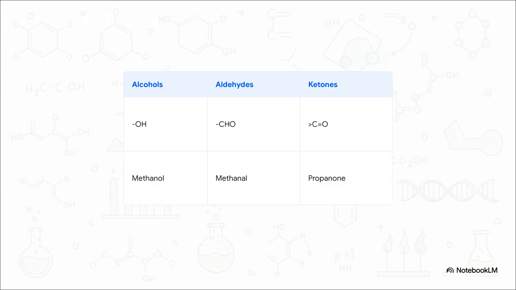You absolutely have to be able to visually spot the difference for your exams. If that carbonyl is right at the end of the chain, hooked up to a hydrogen, it's an aldehyde, like methanal. But if it's sandwiched right between two other carbons, that's a ketone, like propanone.